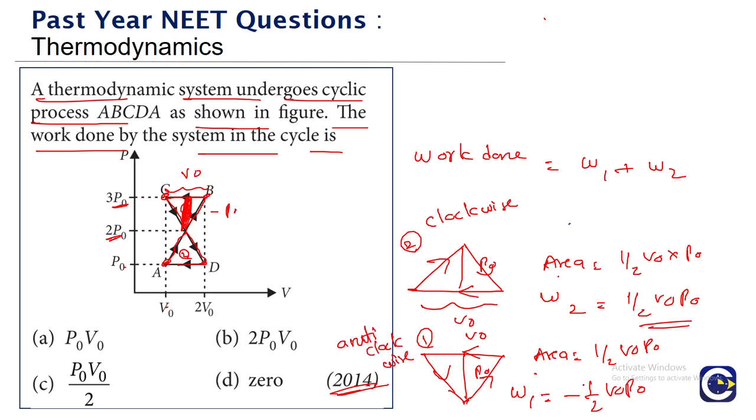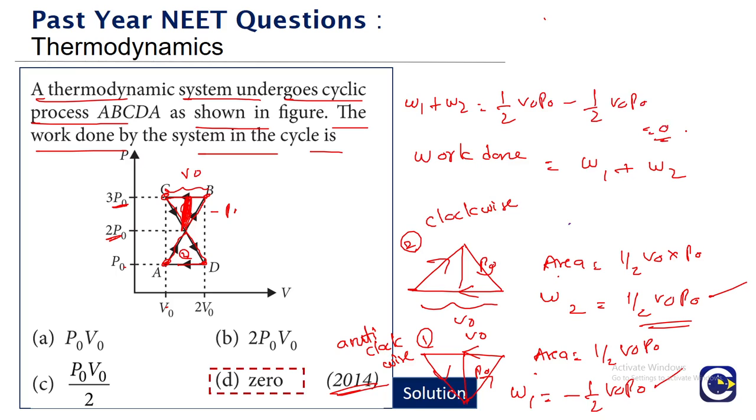Area will be the same in both cases, but as per the sign convention, in part 2, W is positive. In part 1, W is negative. So the overall work is W1 plus W2, which equals half into V0 into P0 minus half into V0 into P0. What do we get? We get 0.